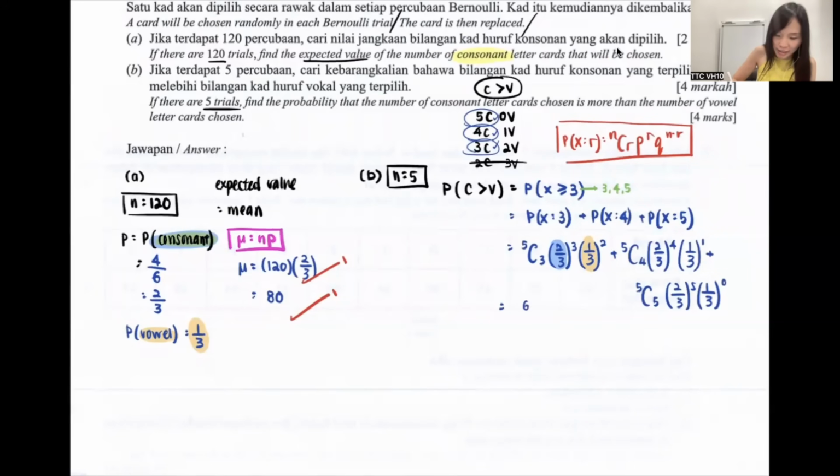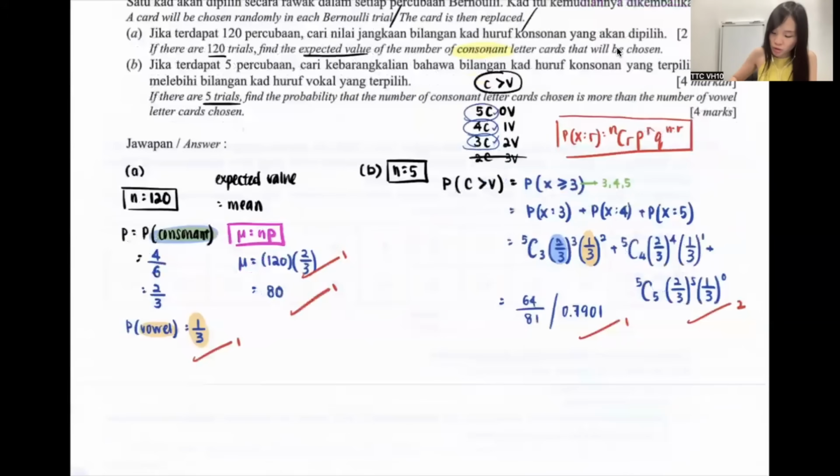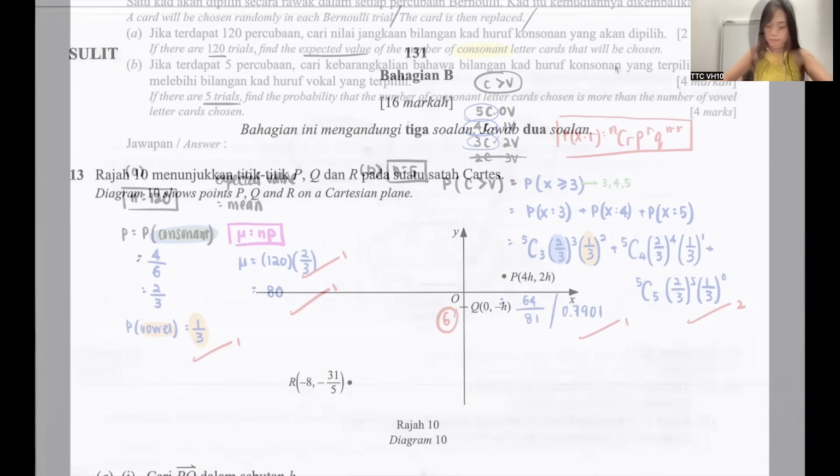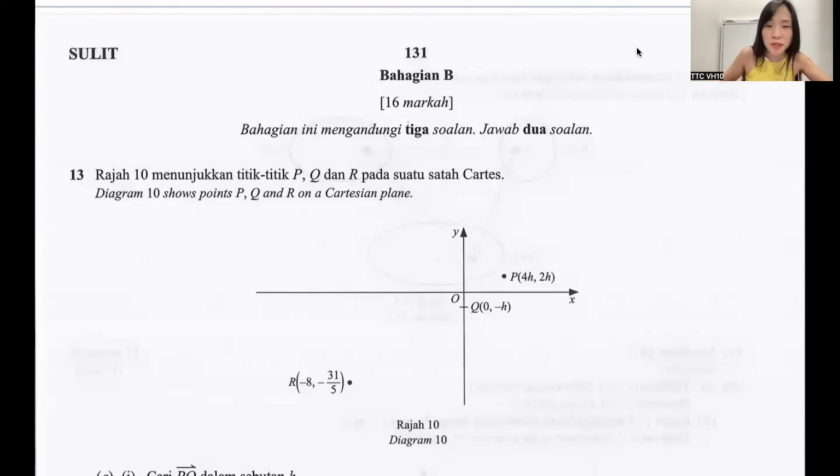Okay, I guess getting 64 over 81. For those who want to write decimal also can. Both accepted. So this working is worth 2 marks. And the moment you get the probability of vowels, you should get another 1 mark. So 4, 2, and that's all. 6 marks. Done. So far so good? Okay, let's proceed to section B.